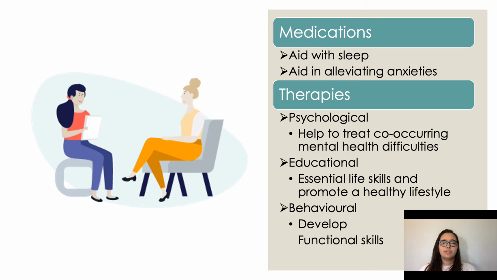Therapeutic options include psychological therapy to help treat co-occurring mental health difficulties, and educational therapies to learn essential life skills and promote a healthy lifestyle. The most common intervention is behavioral therapy, with applied behavior analysis, also known as ABA, being the most common. The goal of ABA is to develop functional skills such as vocational, personal or domestic, community, and leisure skills.